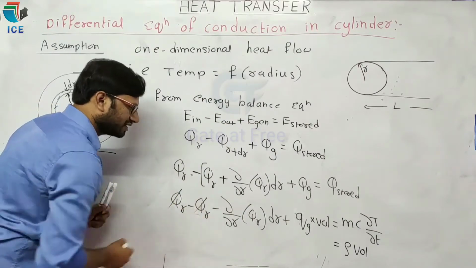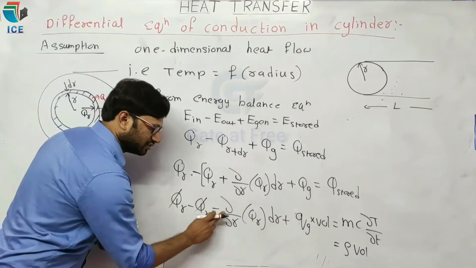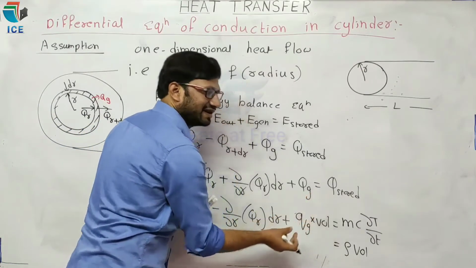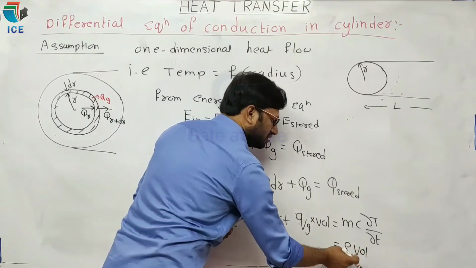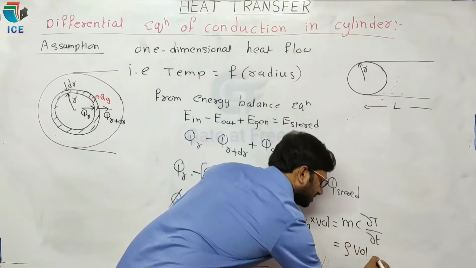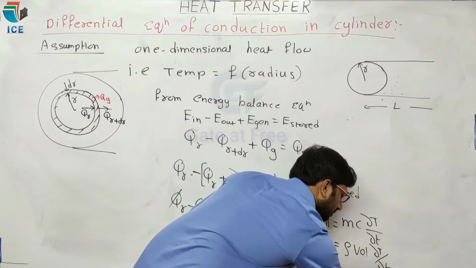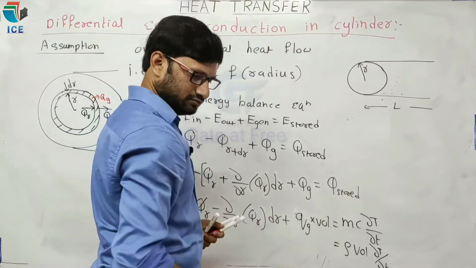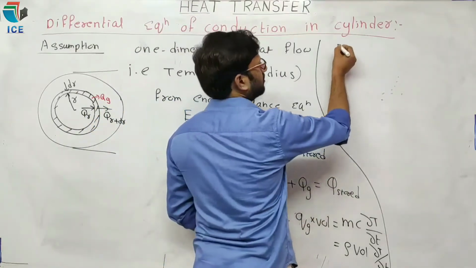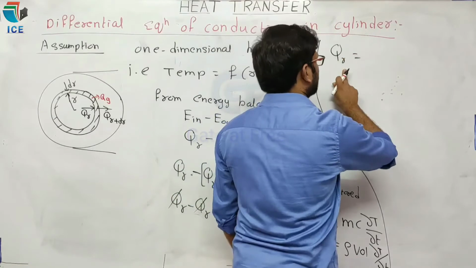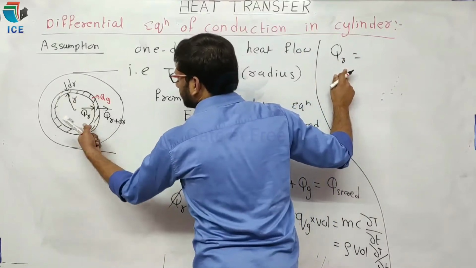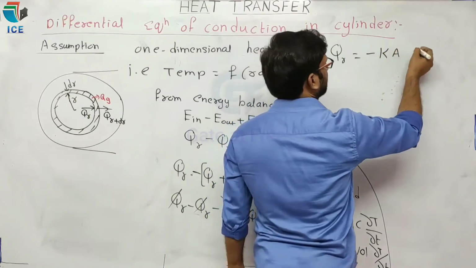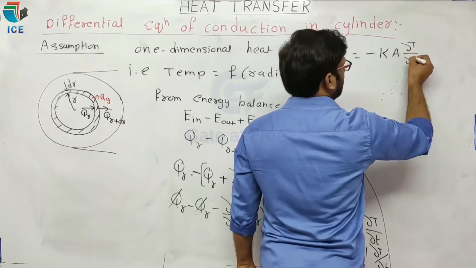Now here Qr cancels. What is the remaining? Minus dou by dou r of Qr dr plus Qg into the volume of the cylindrical ring, the heat generation volume, is equal to density into volume of the ring, dou T by dou t. Okay. Now first write down what is meant by Qr. Qr is the heat conduction at radius r. According to the conduction formula, it is minus K A dou T by dou r.